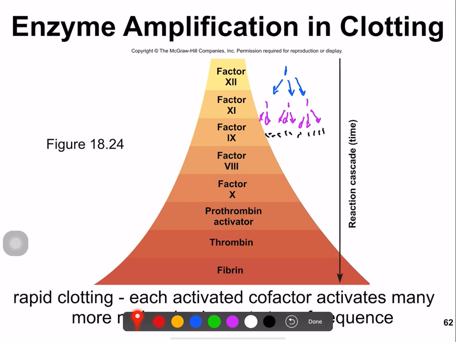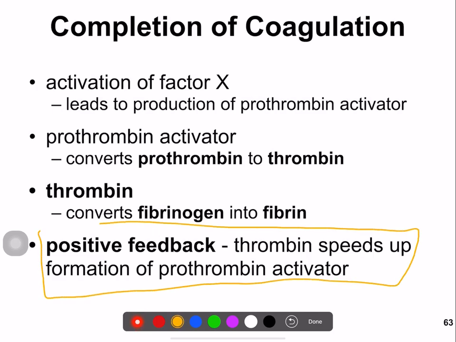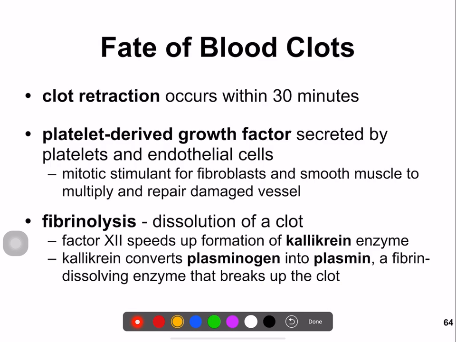Also, if you want to think about it, it does give you some opportunity for maybe some more control points whenever you have a system like this. And also, as we saw, there's a built-in feedback mechanism that is part of this. And just to quickly recap, we have activation of factor 10, which leads to the production of prothrombin activator. Prothrombin activator converts prothrombin into thrombin. Thrombin itself converts fibrinogen into fibrin, and the fibrin becomes part of the backbone of the clot. And as I mentioned, we also have a positive feedback loop that is critical to this to make sure it happens in a big way in a short period of time. Now we're going to leave it there for now.